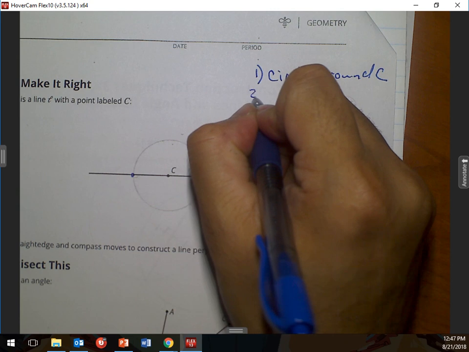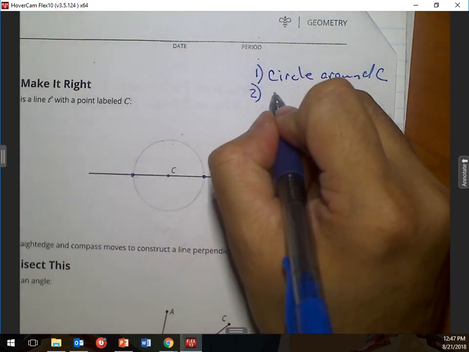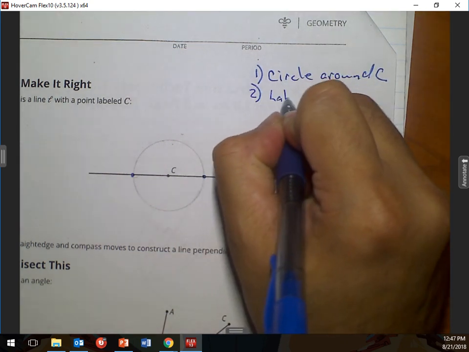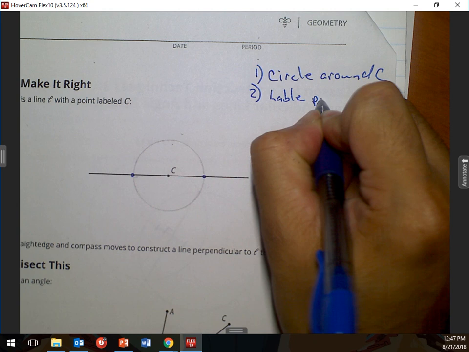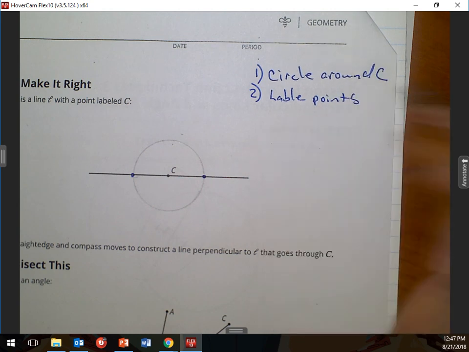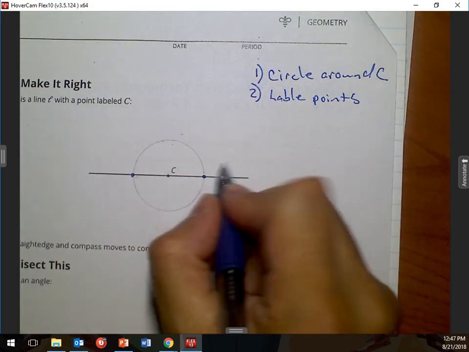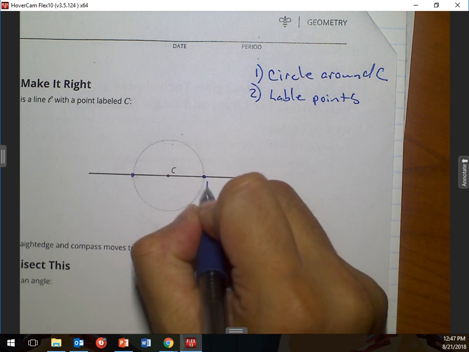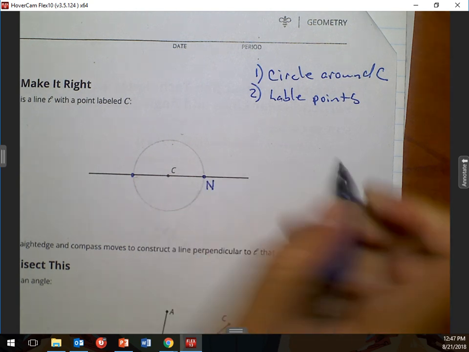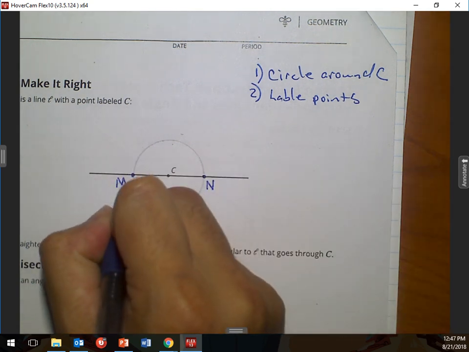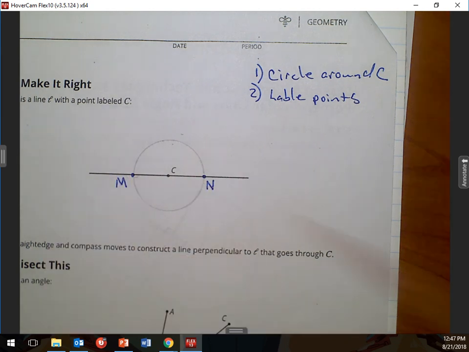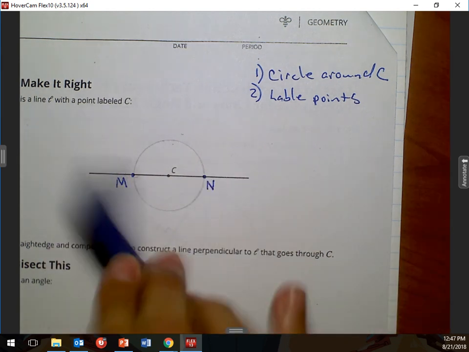So 2 labeled points. And I'm going to call my points over here, let's say N and M. So those are my points, because I'm going to talk about these points here in a second.